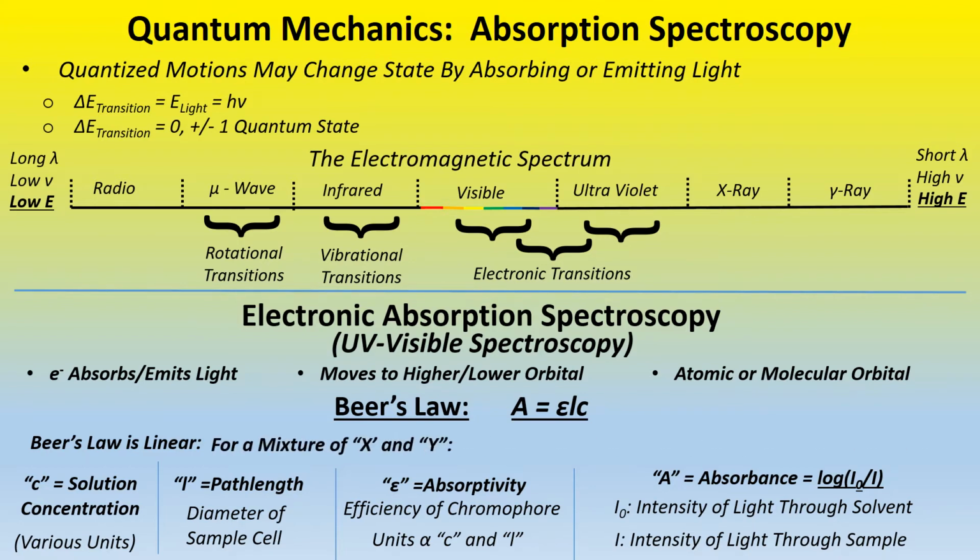The important thing to note about Beer's law is that it is linear. For any mixture of X and Y, the total absorbance is going to be the absorbance of X plus the absorbance of Y, or the path length times epsilon of X, concentration of X, plus epsilon Y, concentration of Y.